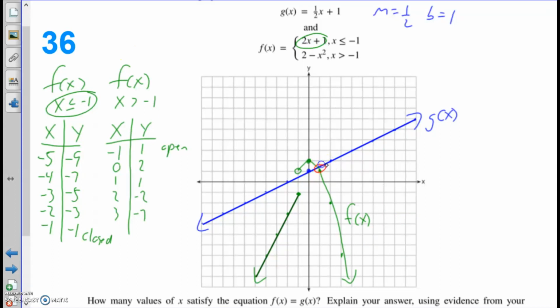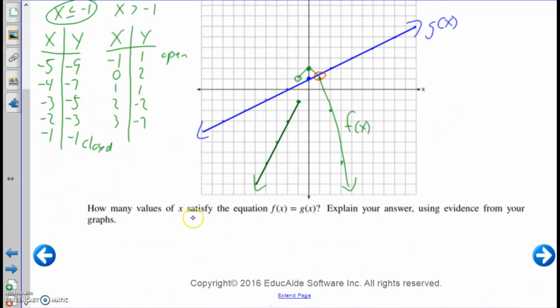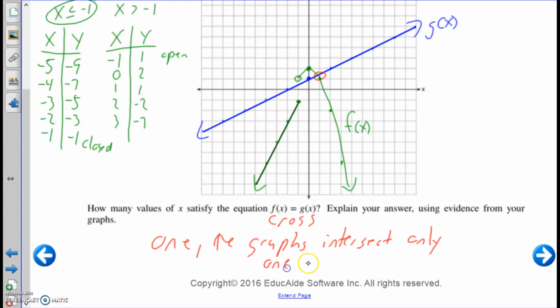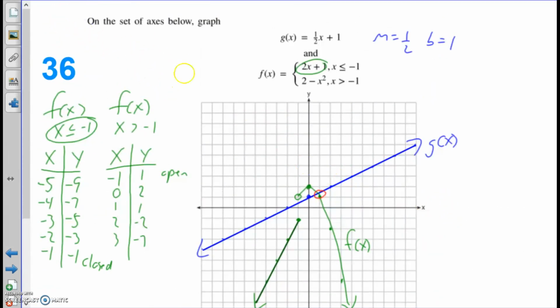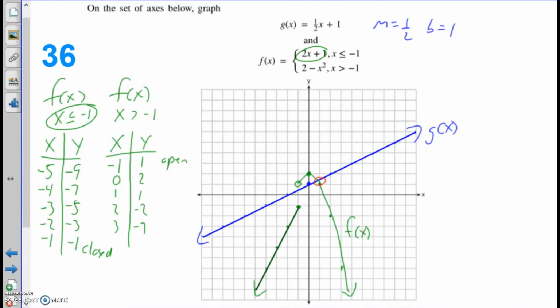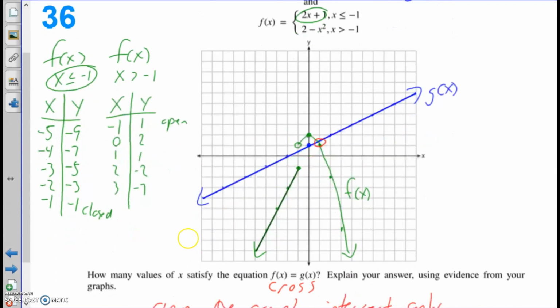Now they're crossing one time here. So how many values of x satisfy f of x equals g of x, meaning how many times do they cross? The answer is 1. And you could just say the graphs intersect only one time. And that's it. So that's 36. I'm past the 13-minute mark, probably because of all the mistakes I was making on 35. But that's how we graph a piecewise function and a system like that.